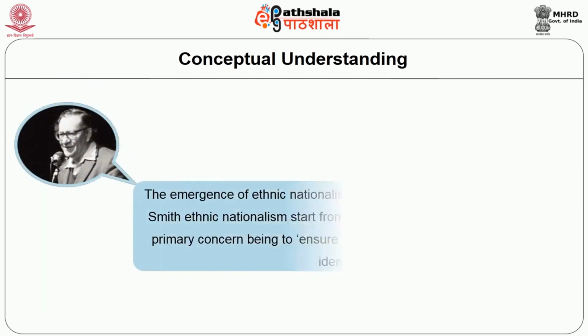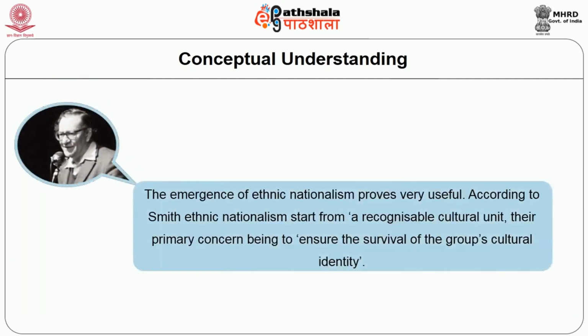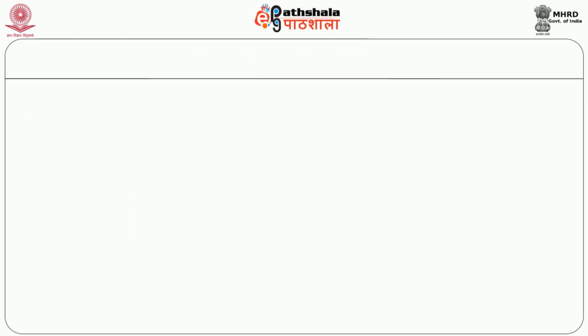In this context, the explanatory model of Anthony Smith for the emergence of ethnic nationalism proves very useful. According to Smith, ethnic nationalism starts from a recognizable cultural unit, their primary concern being to ensure the survival of the group's cultural identity.